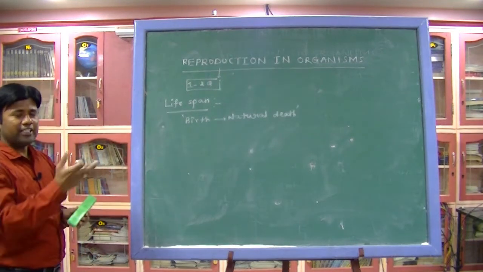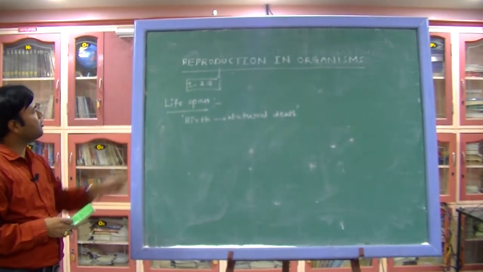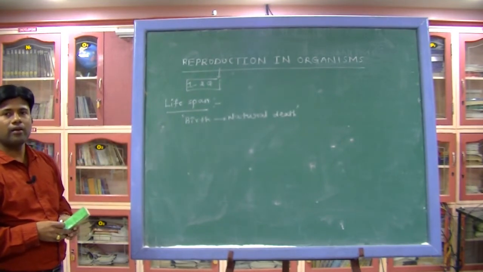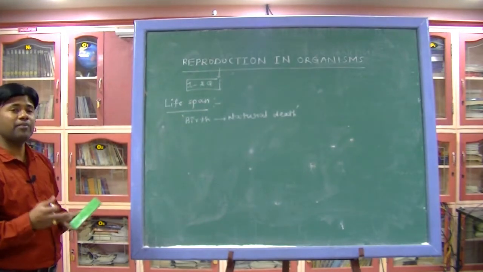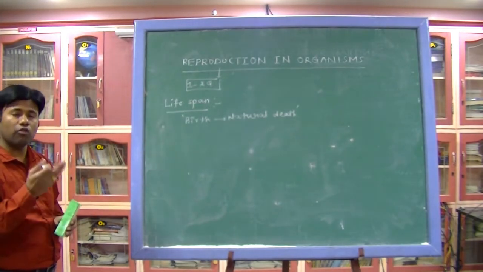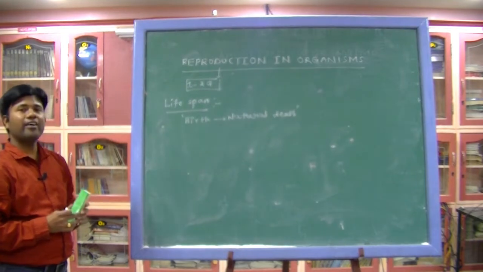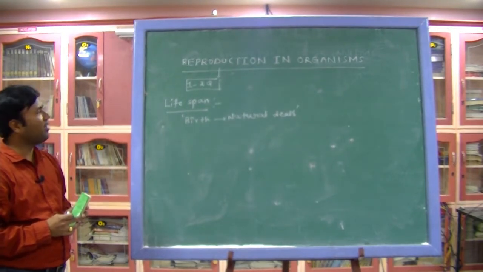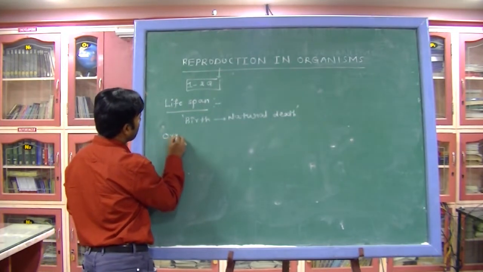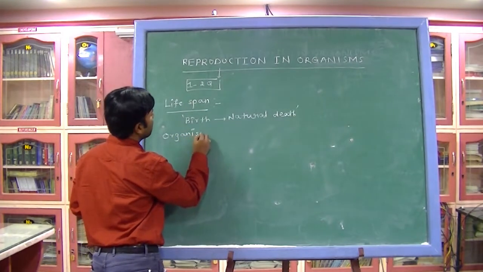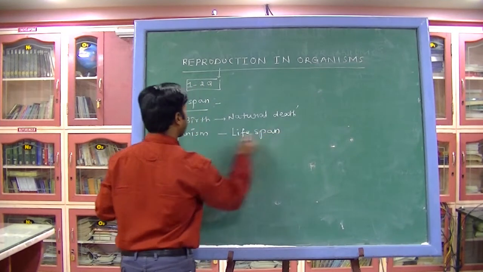On this planet, there are different types of organisms, different species. All the species and all the organisms may not have the same lifespan. Some living organisms complete their lifespan in a few hours. Some living organisms are present for 100 years, 1000 years also. So now let us see some of the lifespans of different organisms. First I am writing here the organism and its lifespan.